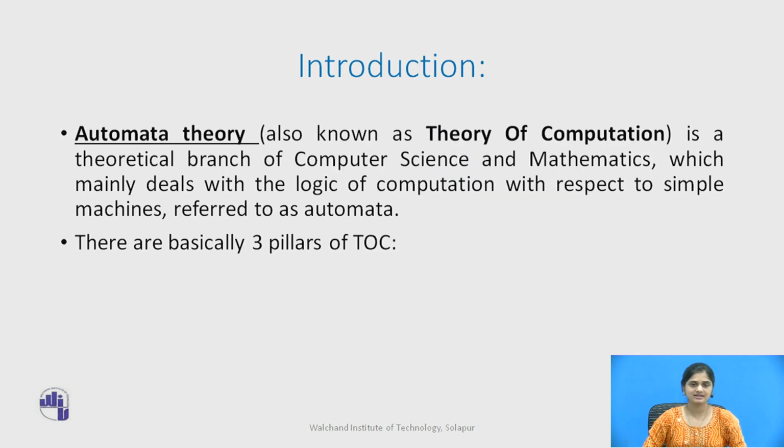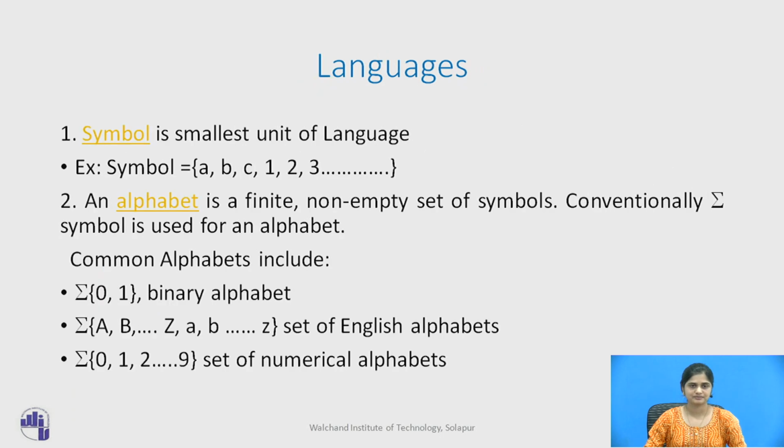Introduction to what is theory of computation. Theory of computation, also known as the automata theory, is a theoretical branch of computer science and mathematics which mainly deals with the logic of computation with respect to simple machines referred to as automata. Basically, there are three pillars of TOC: language, automata, and grammar.